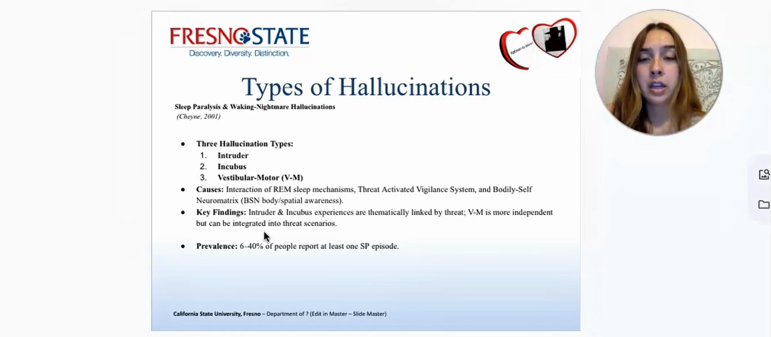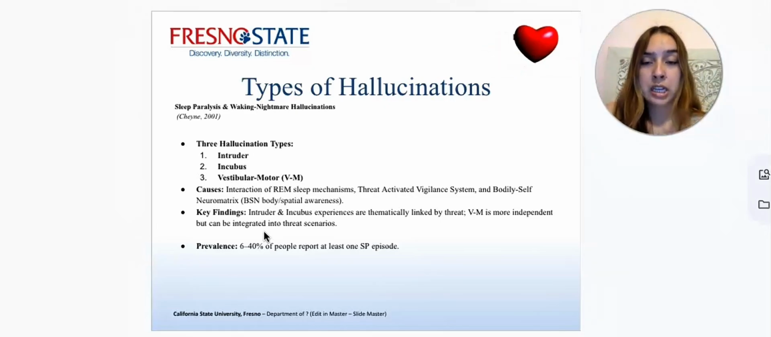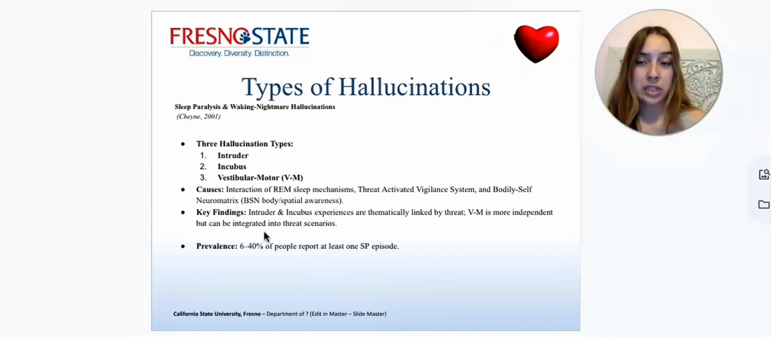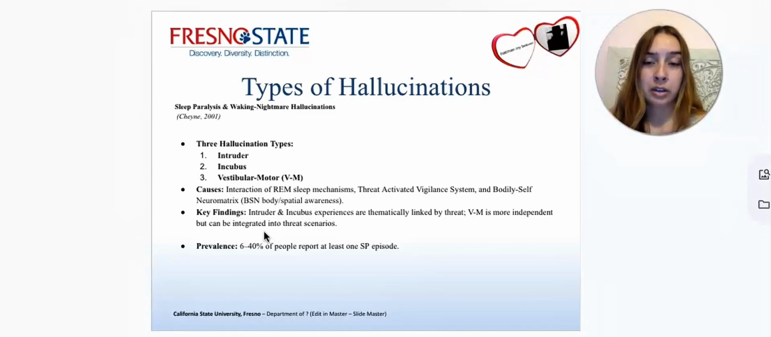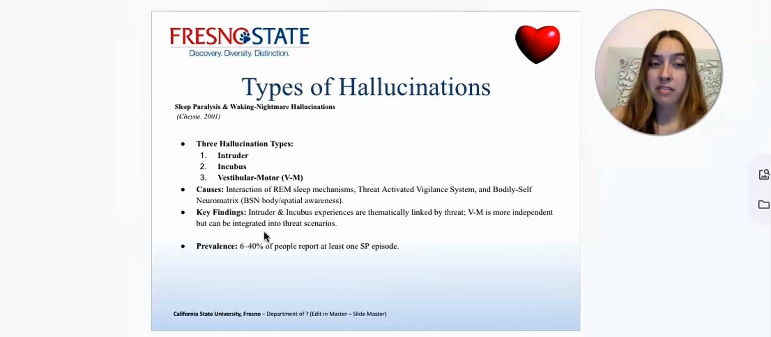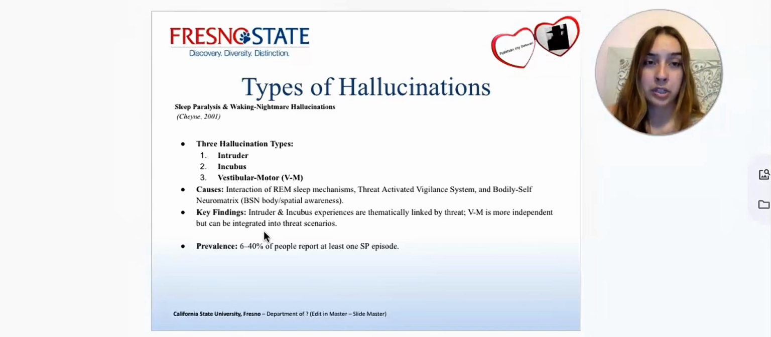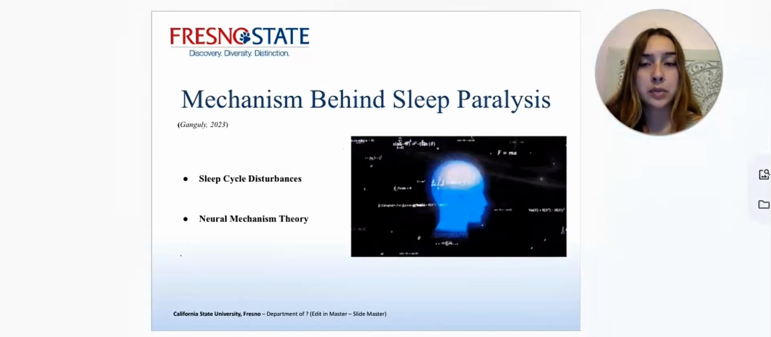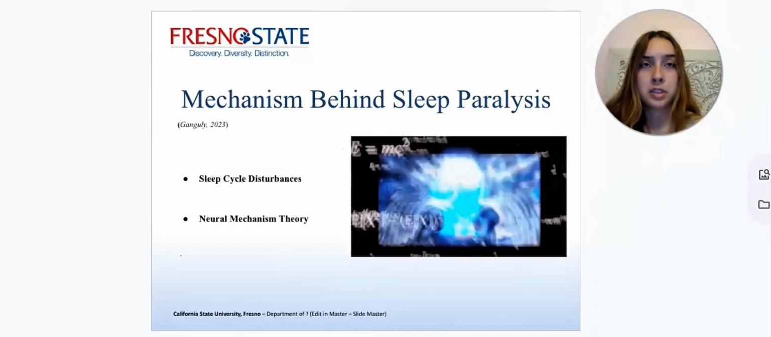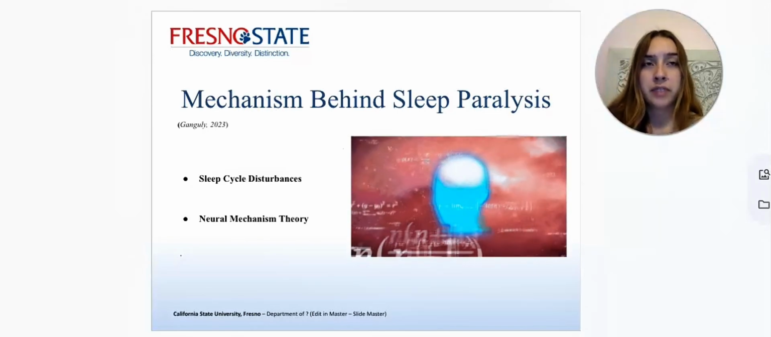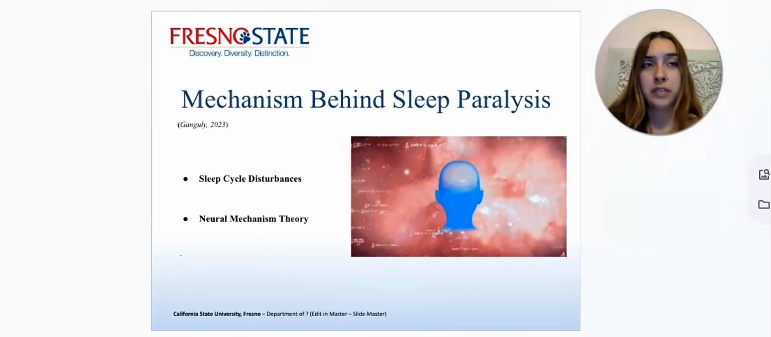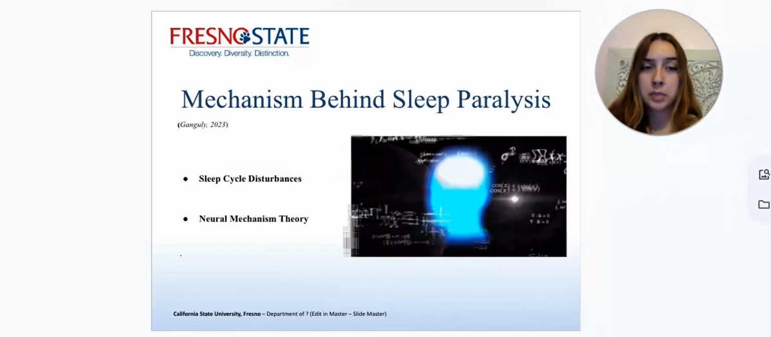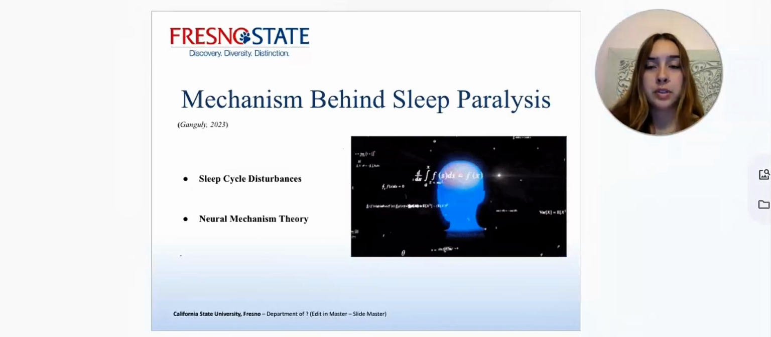When it comes to the prevalence and the key findings, these are all according to the article that was posted in 2001. So I'm sure the percentage is a little off, but I would say that it's pretty similar. For the mechanisms behind sleep paralysis, when it comes to sleep cycle disturbances, shorter REM latency and fragmented REM sleep are found in affected individuals, and it is also found that disturbed sleep patterns can trigger these episodes.